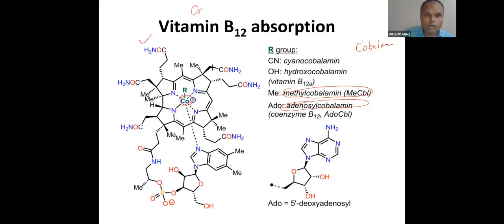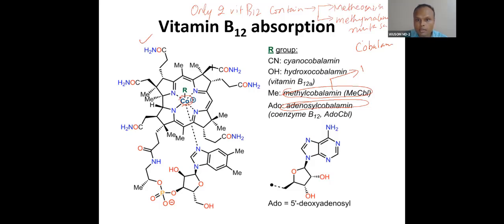Only two vitamin B12 containing enzymes. One is, both start from M. One is methionine synthase. Other is, you already know, methylmalonyl coenzyme A mutase. So methionine synthase and methylmalonyl coenzyme A mutase.